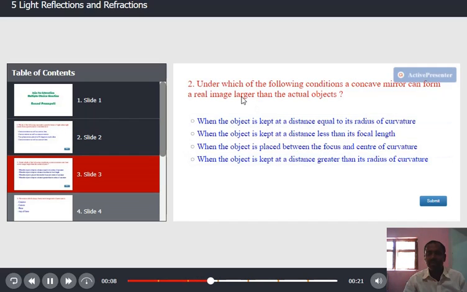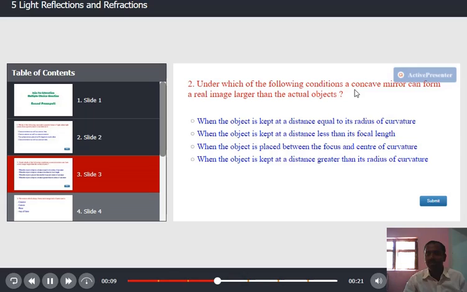This is the second question. Under which of the following conditions can a concave mirror form a real image larger than the actual object? According to the question, the size of the image is larger than the object. In case of concave mirror, we have 5 positions where we place the object.